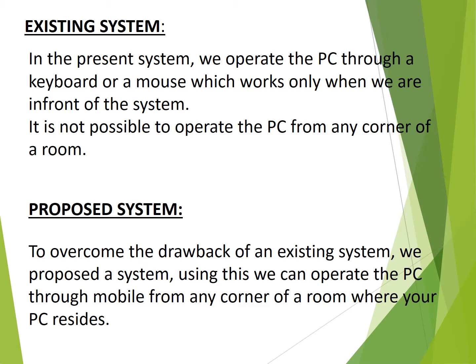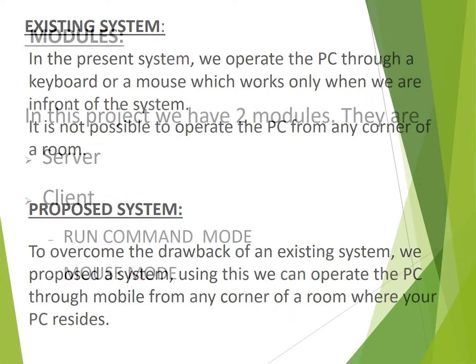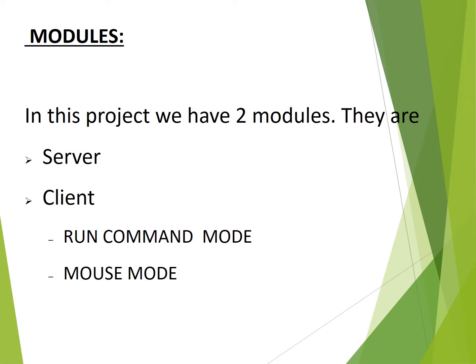In the present system, we operate the PC through a keyboard or a mouse, which works only when we are in front of the system. It is not possible to operate the PC from any corner of a room. But the proposed system is to overcome the drawback of the existing system. We propose a system where we can operate the PC through a mobile from any corner of a room where your PC resides. Usually this will be within a 100 meter perimeter.